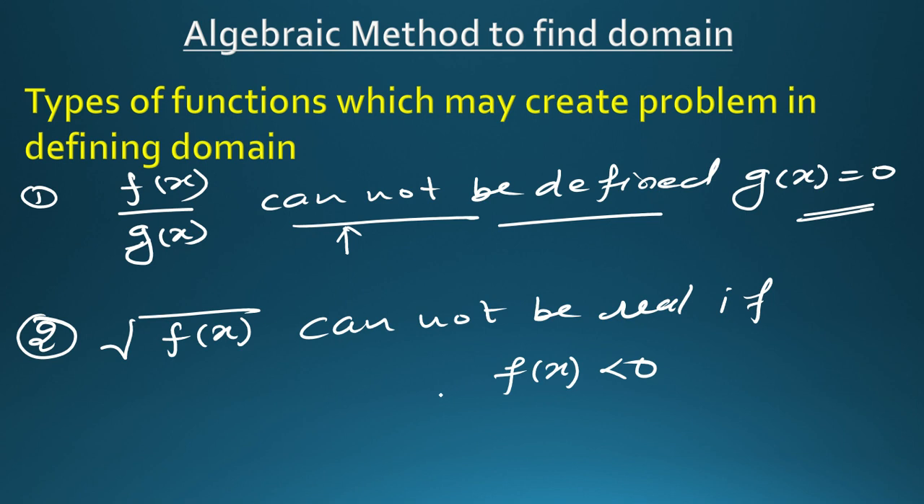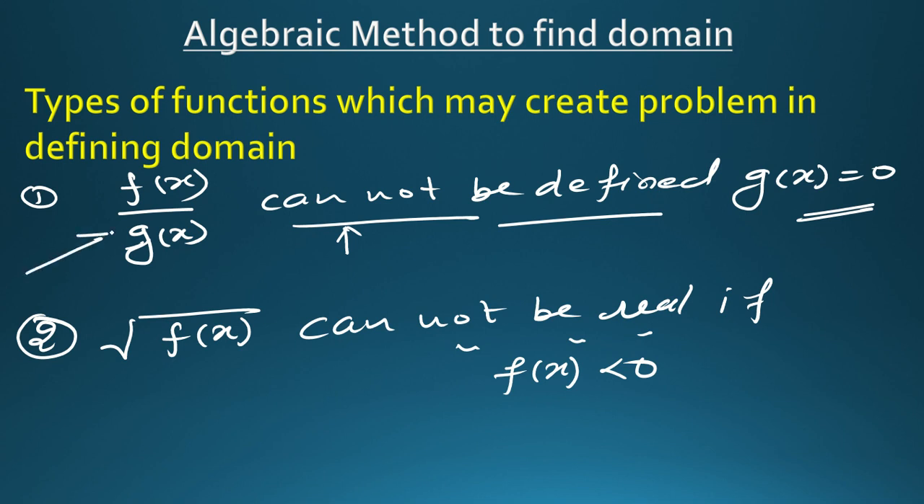You have studied these things before also, not for functions but for real numbers, that inside the square root you cannot have negative real numbers. So, if f(x) is less than 0, then the function will not be real. You will not say that it is not defined, you will write it is not real because it can be defined as a complex number. So, we will discuss that in another video. Okay. So far these are the two functions which can create problems.